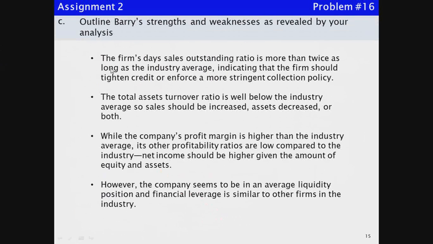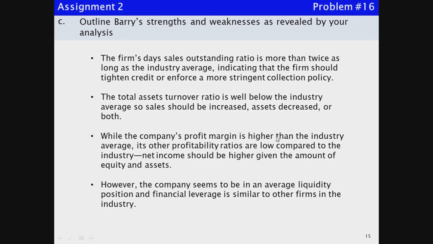Indicating that the firm should tighten credit or enforce a more stringent collection policy unless it feels like its policy is better because it's leading to a higher level of sales and higher stock price. And we would wonder about that, but I would really want to strengthen this recommendation, say it really comes down to whether they think it's increasing value or not. The total assets turnover ratio is well below the industry average, so sales should be increased, assets decreased, or both. It's easier said than done. But we would at least start looking along those lines.